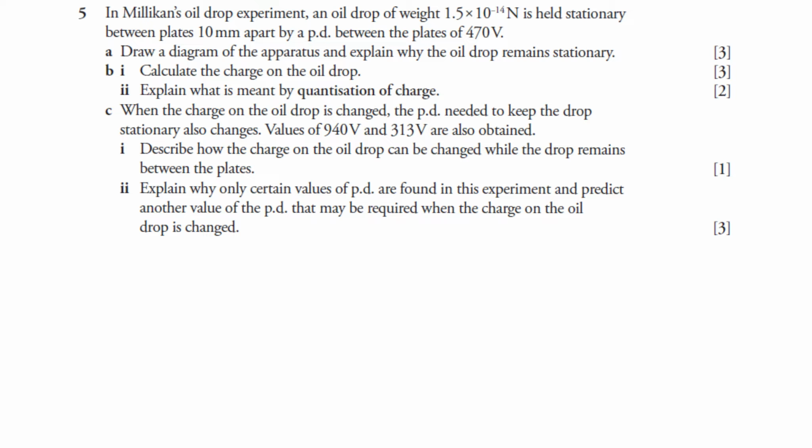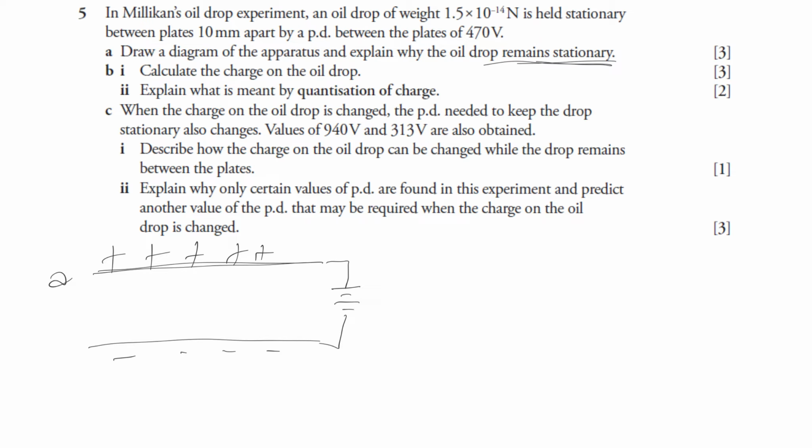Draw the diagram of the apparatus to explain why the oil drop remains stationary. Okay. So draw the diagram and explain why the oil drop remains stationary. Okay. You have letter A. You have a parallel plate, electric field uniform. This is positively charged at the top and negatively charged. You connect it to a battery here. Make sure that the terminals are correct. So the electron is here, and it says there it's stationary.